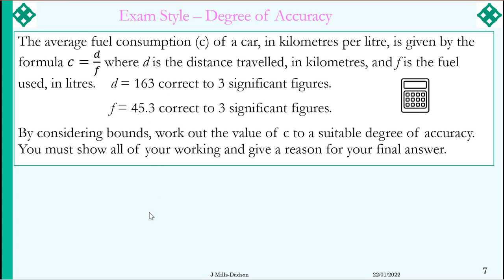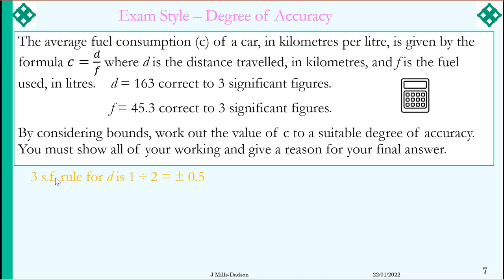Pause the video and read the question. Okay, now let's move in, if you finished reading the question. So here, we are supposed to work out the consumption. And the consumption formula is D over F, where D is the distance and F is the fuel. Now, each measurement is correct to say 3 significant figures, but they are different values.